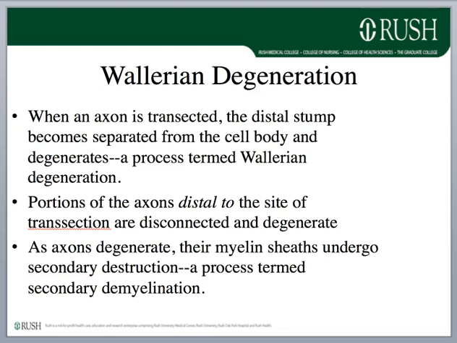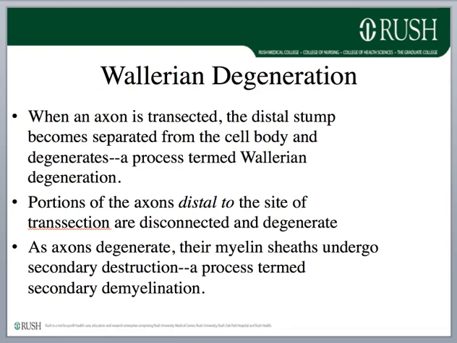Another particular form of axonal degeneration is called Wallerian degeneration. This is most often seen in the spinal cord due to some transection of the cord. Wallerian degeneration describes when an axon is transected, the distal stump becomes separated from the cell body and degenerates.